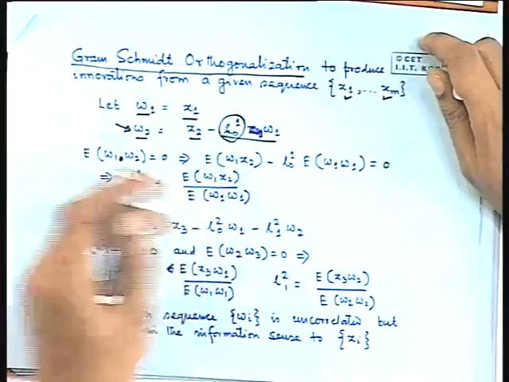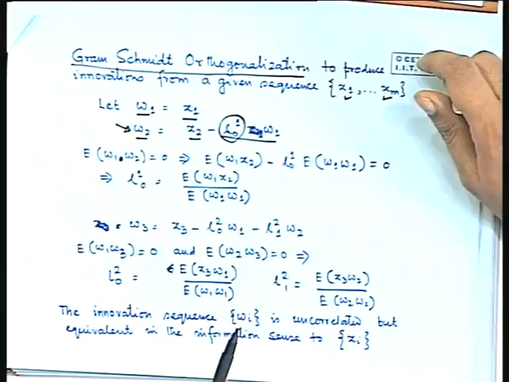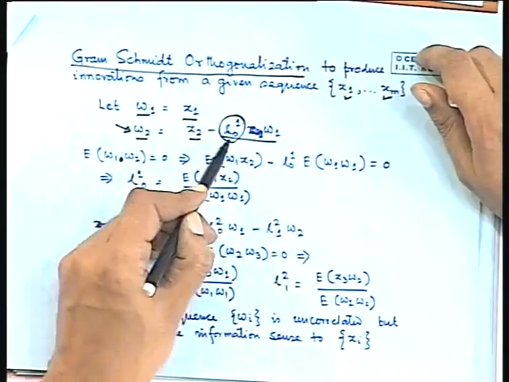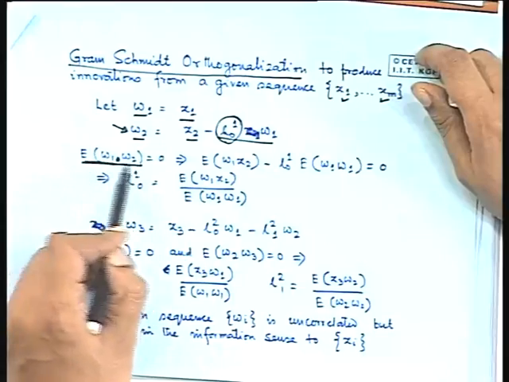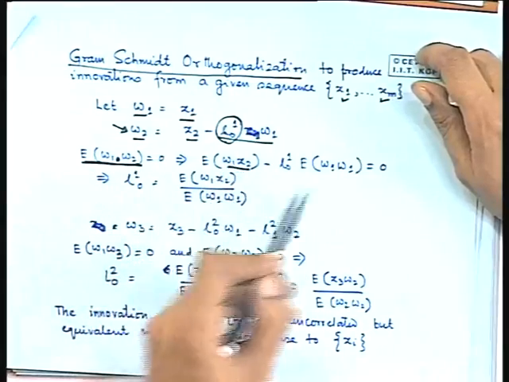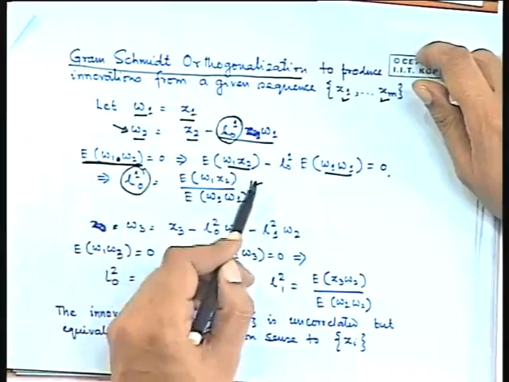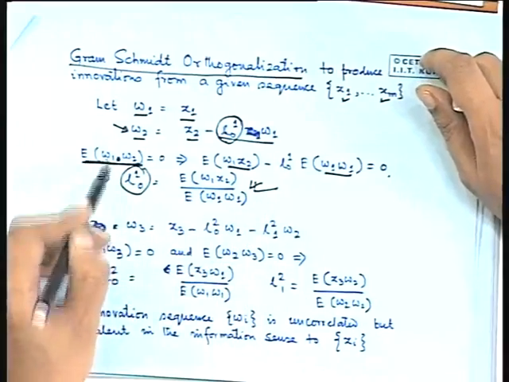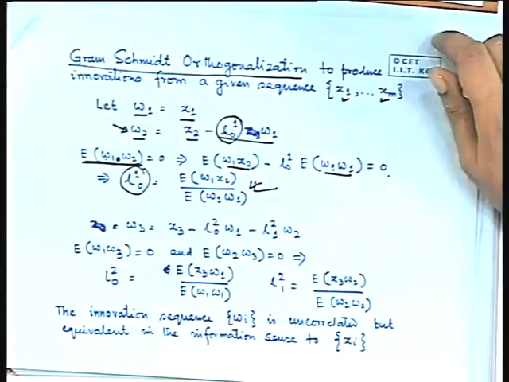Now what will be the weight such that these two will be uncorrelated? That is the question you are asking. You are asking how do I choose this weight such that these two are uncorrelated? So if you solve this equation, the expectation of w1 w2 equal to the expectation of w1 times (x2 minus this) is equal to 0. So then if you choose the weight equal to this, it will be 0. So now you have got the second innovation element which is uncorrelated with w1.